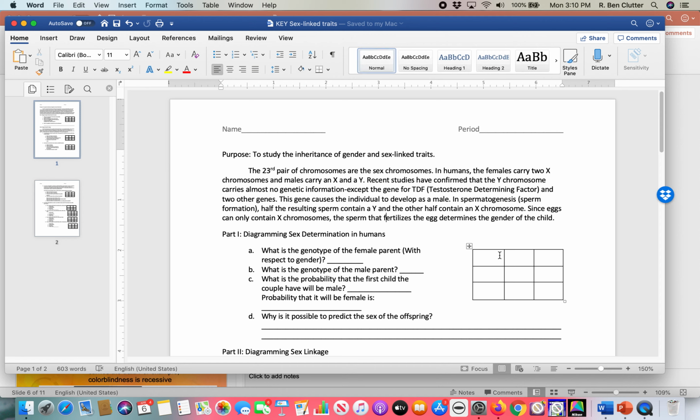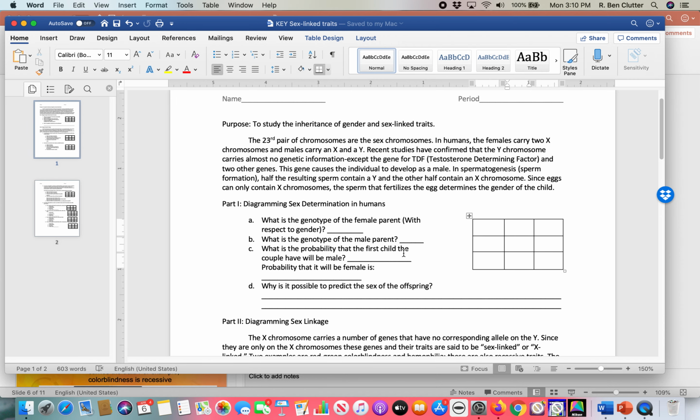Hello, welcome. Today we're going to review sex-linked trait Punnett squares and go over the answer key for that. And then after that, we are going to go over how to fill these out in pedigrees. All right, so part one, determining sex determination in humans, or diagramming sex determination in humans.